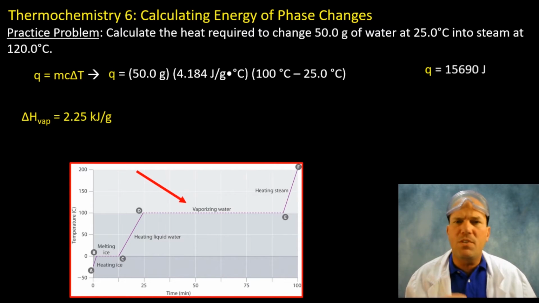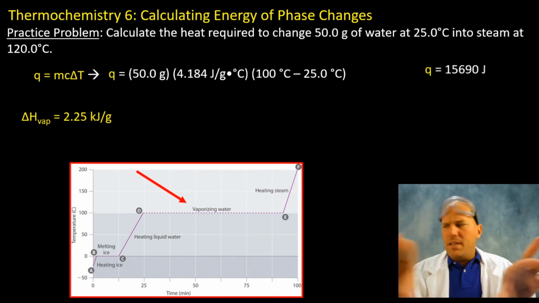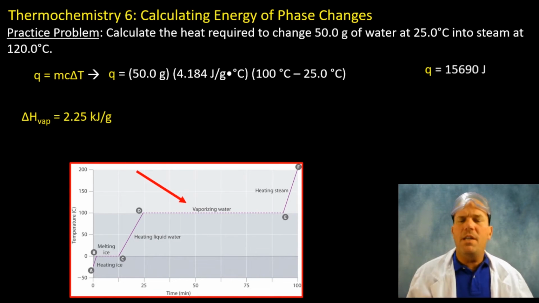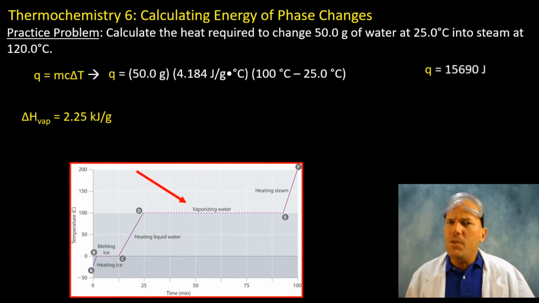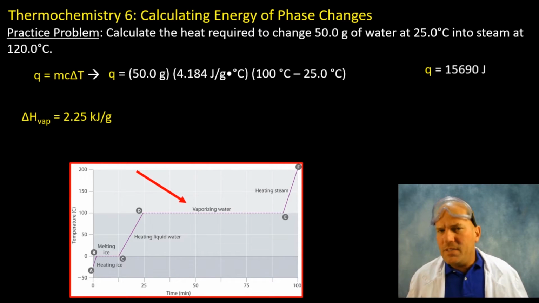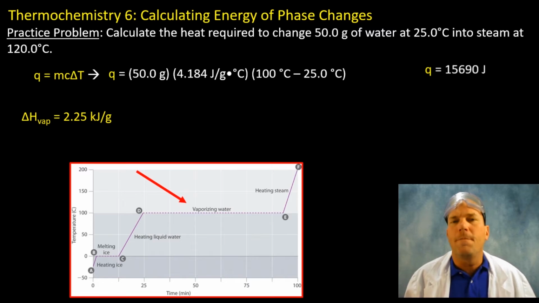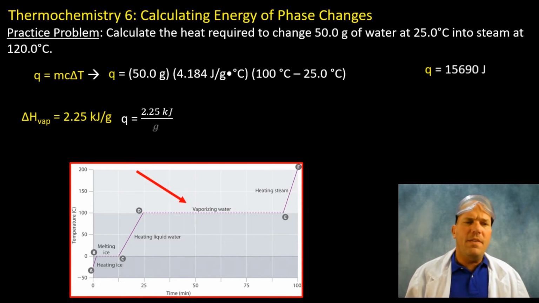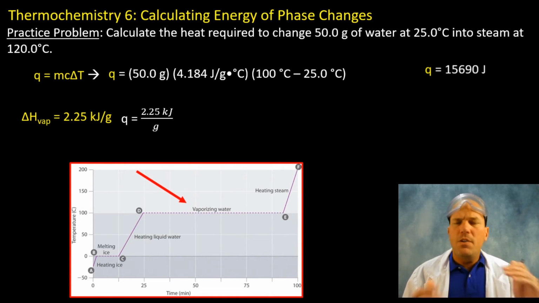Recall in Thermochemistry 5, I asked you to be able to distinguish and alternate between whether it's kilojoules per gram, as it is in this case, or kilojoules per mole. And to do that, you use the molar mass of the substance. Again, in this case, we're dealing with water. So the enthalpy for the vaporization, 2.25.